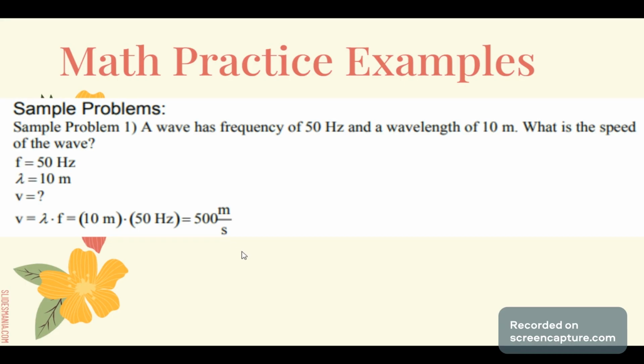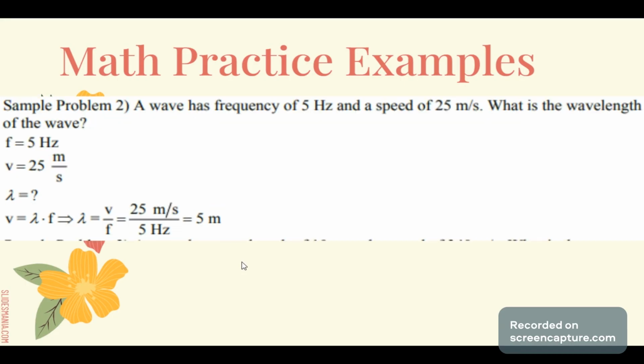All right, we're going to go ahead and look at the next one as well. Again, I would start off by listing my three variables. They're doing it in a slightly different way than I would, but I would just do v = λf. All right, a wave has a frequency of 5 hertz.